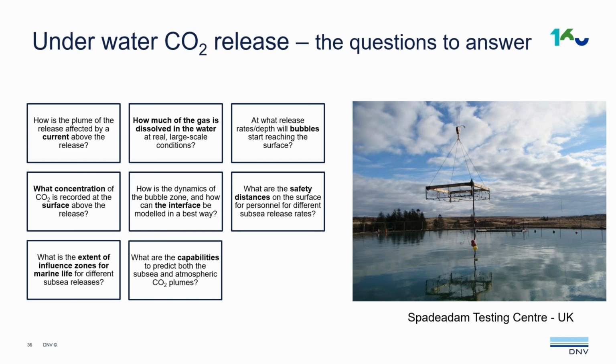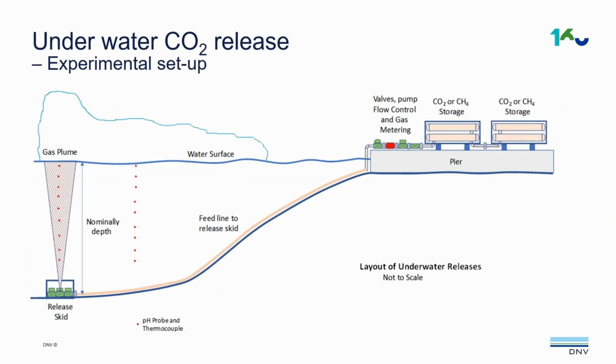The Sub-CO2 joint industry project is currently ongoing phase 3 to provide valuable insight in this regard. Phases 1 and 2 were previously carried out at Spadeadam Testing Center, and I will show you some recordings in a few moments. First, I just wanted to show the experimental setup for this phase of the GIP, which looks at releases around 40 meters deep. Phases 1 and 2 looked at releases from between 3 and 4 meters and 10 meters deep, respectively, with a similar setup.